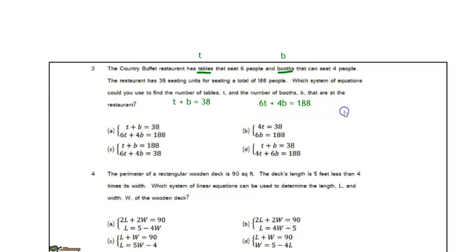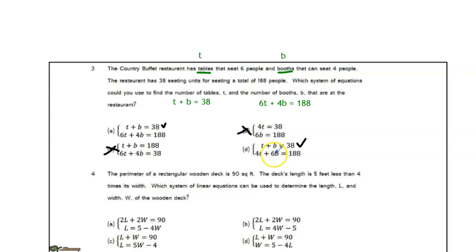Okay, so we have our 2 equations. Let's go through and see what the correct answer is. T plus B equals 38. This one looks good so far. These ones look like nonsense. T plus B equals 38. That looks good. T plus B equals 188. That's no good, right? 6T plus 4B is equal to 188. I think that one's right.